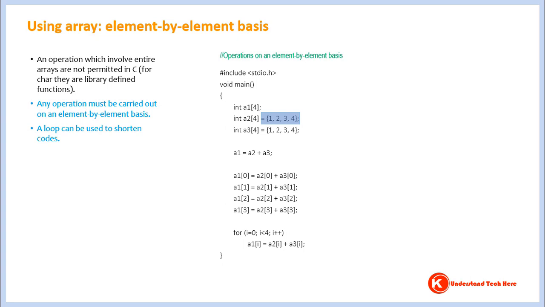People are often tempted to do this. This is not permitted in C. You have to do operation on an element by element basis. So this is not permitted. So performing operation on an element by element basis, this is okay, but you could shorten things. You can do these things more quickly, well, if you use loops. So it's much better.